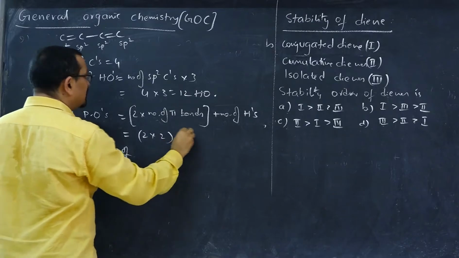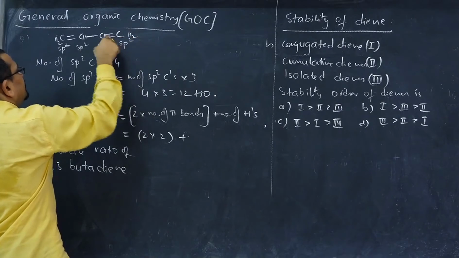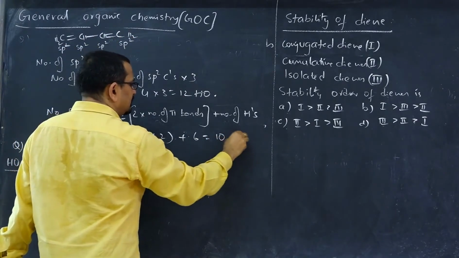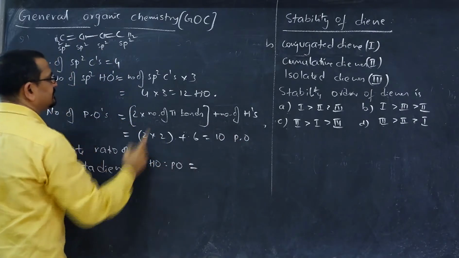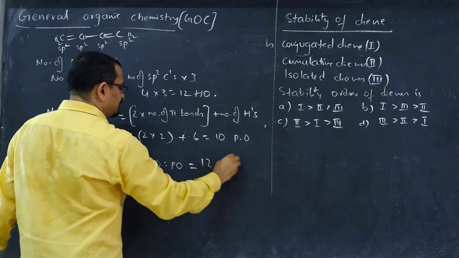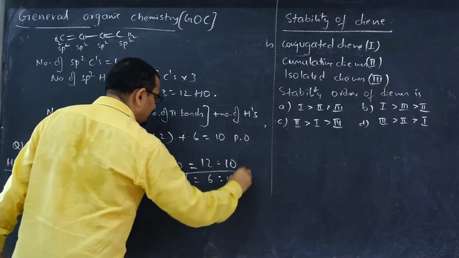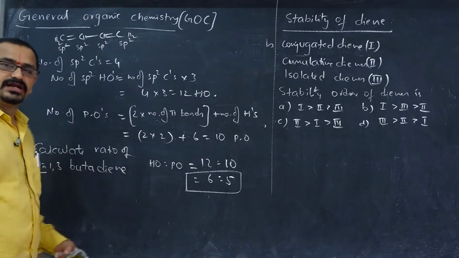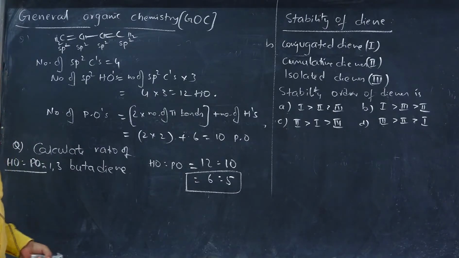2 into 2 plus the number of hydrogens. This is H2, H, H and H2. How many? 6 hydrogens. So 4 plus 6, 10 pure orbitals. So the ratio of hybrid orbitals to pure orbitals: how many hybrid orbitals have we calculated? 12. 12 is to 10, means it is 6 is to 5. The ratio of hybrid orbitals to pure orbitals is 6 is to 5. This is another model question from the basics of general organic chemistry.